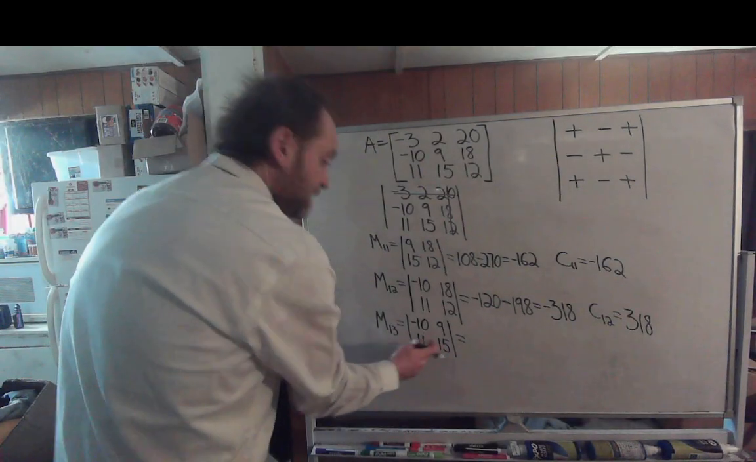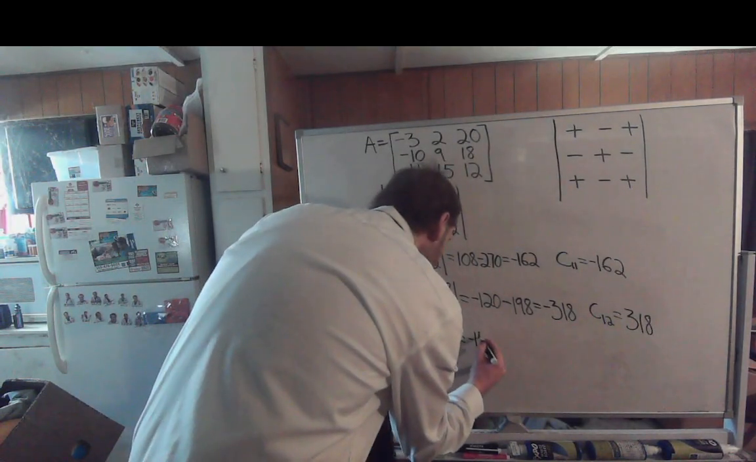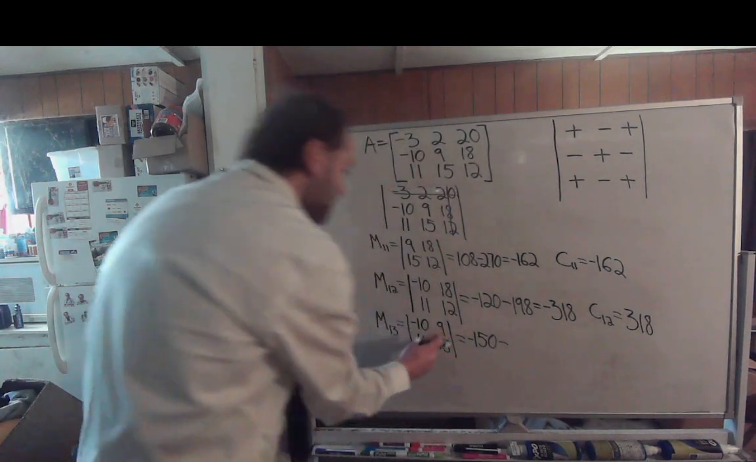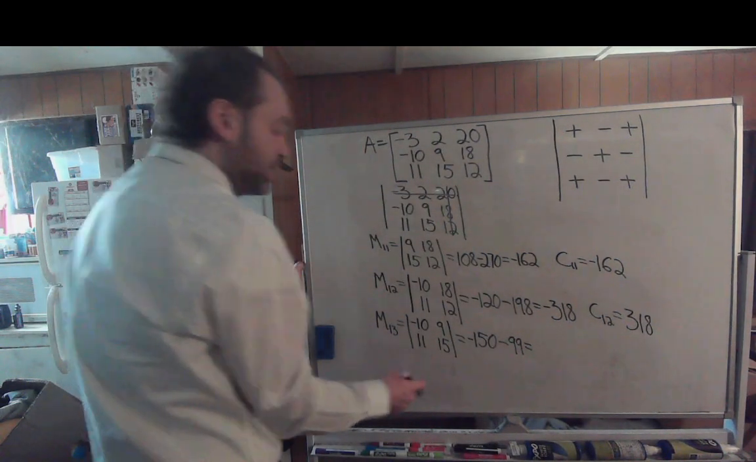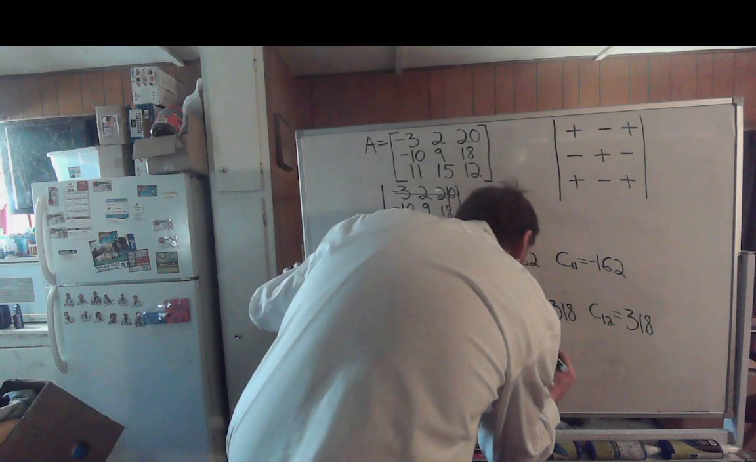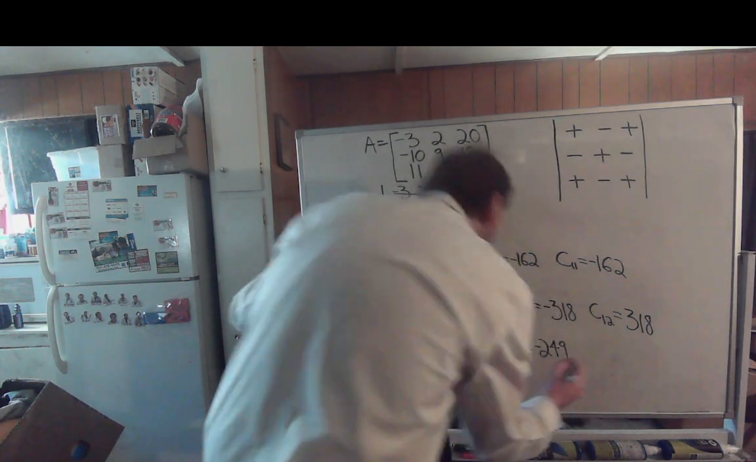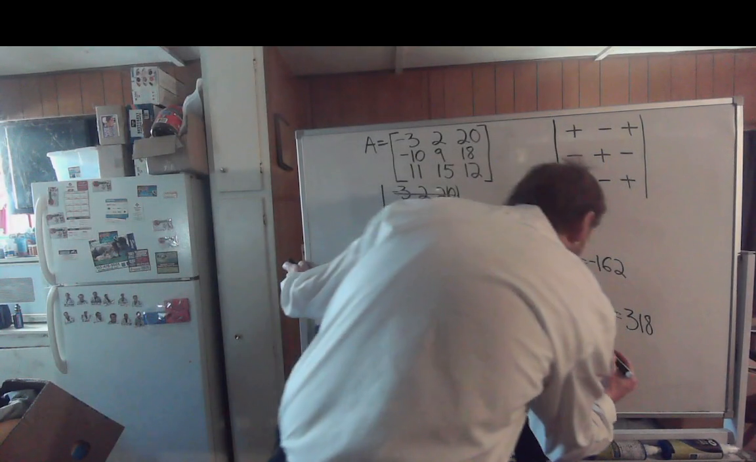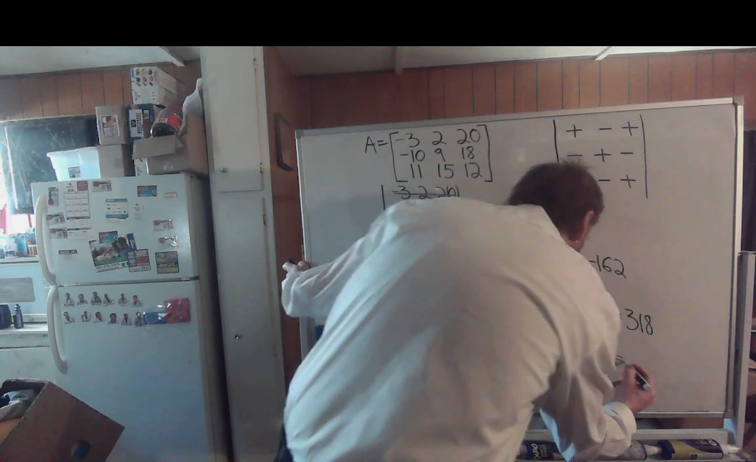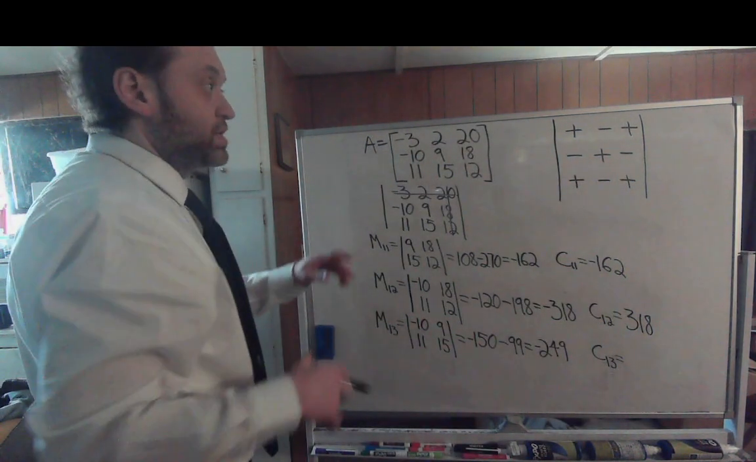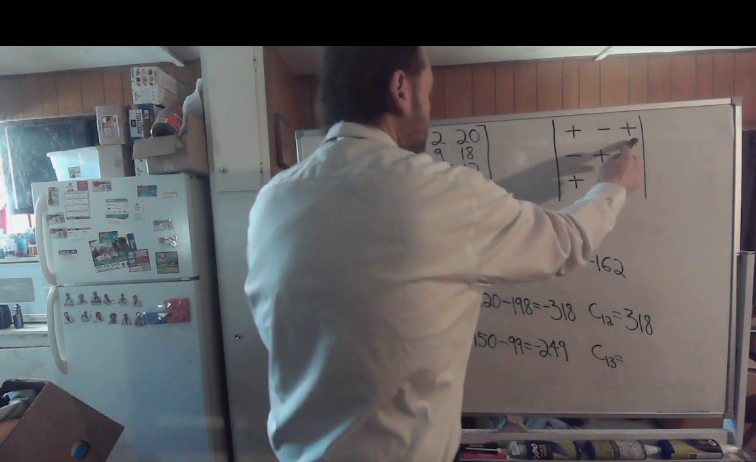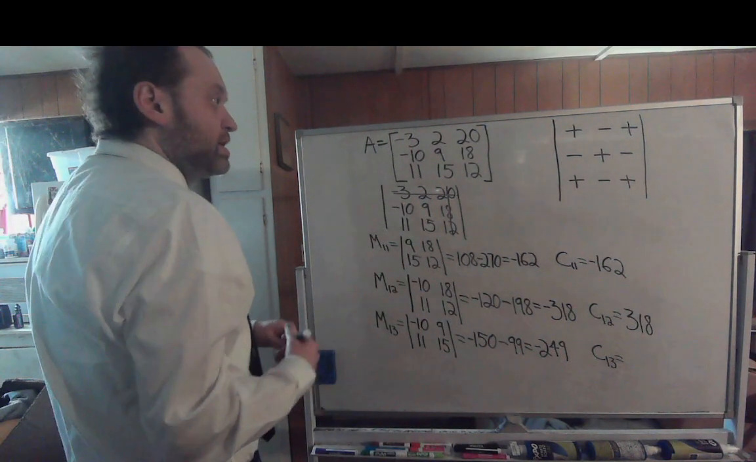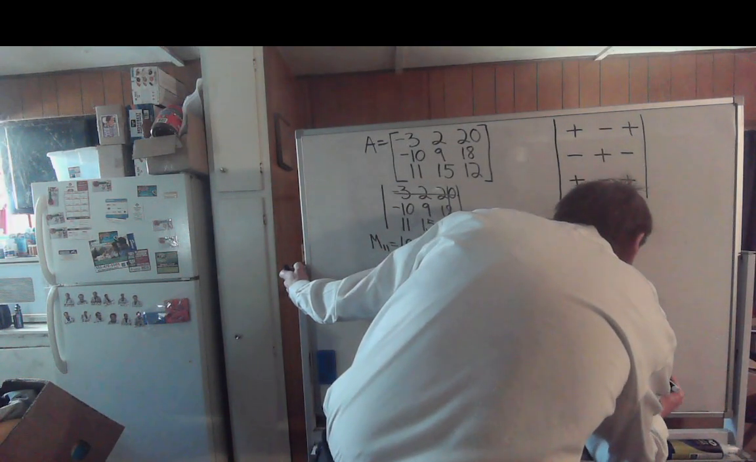So negative 10 times 15 is negative 150, minus 9 times 11, well, that's minus 99, which would give you a minor of negative 249. So we got the minor as negative 249. Now let's find cofactor 1, 3. According to my sign matrix, it should be positive of the result of the minor. So positive negative 249 is still negative 249.